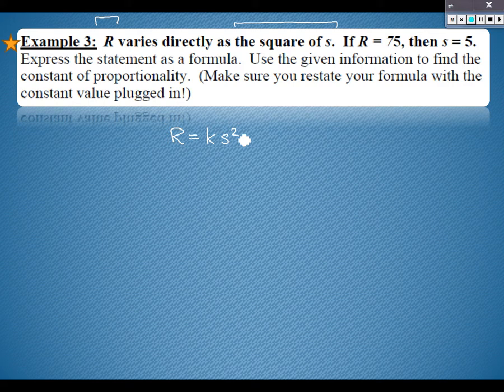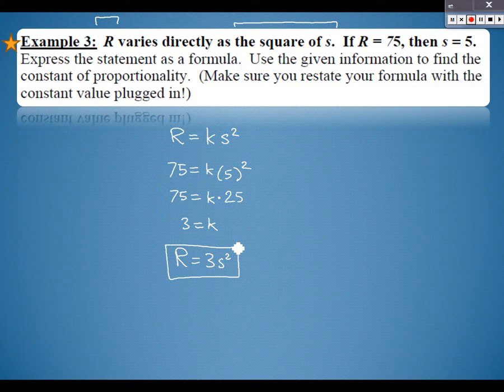So you got 3. Did you get 3 for K? 75. Here, we'll catch up with you here. 5 squared. All right, but we're not done yet, right? We got to write the relationship, just like the warm-up today. R equals 3S squared. Boom. Plug in 5 for S, you'll get 75 for R.